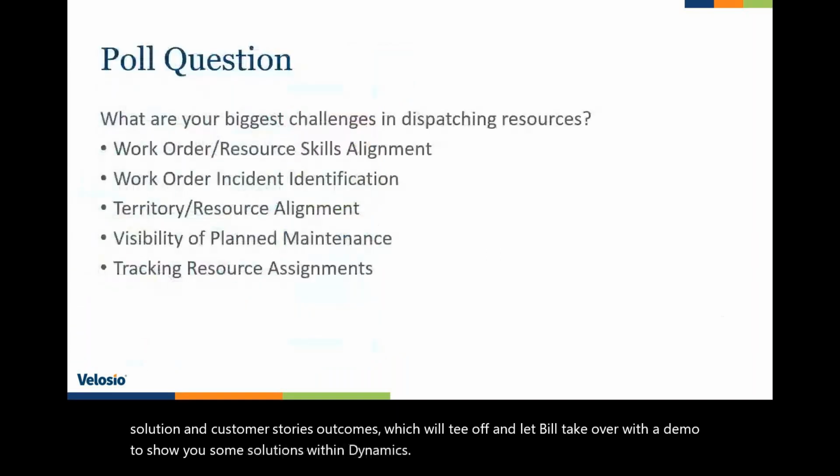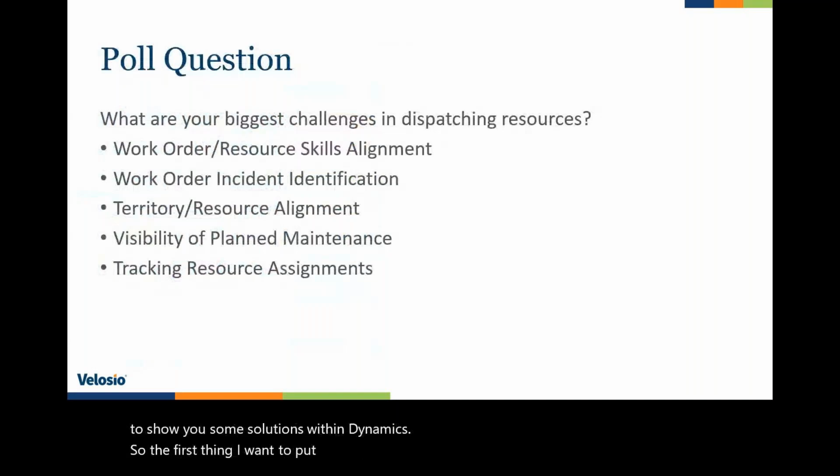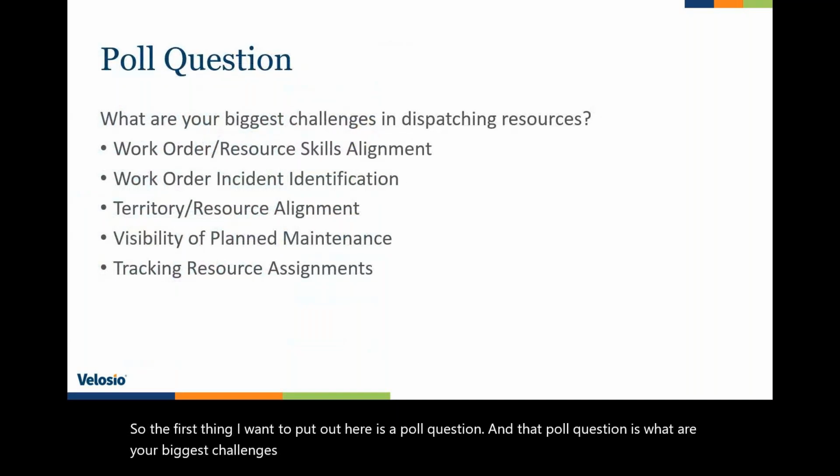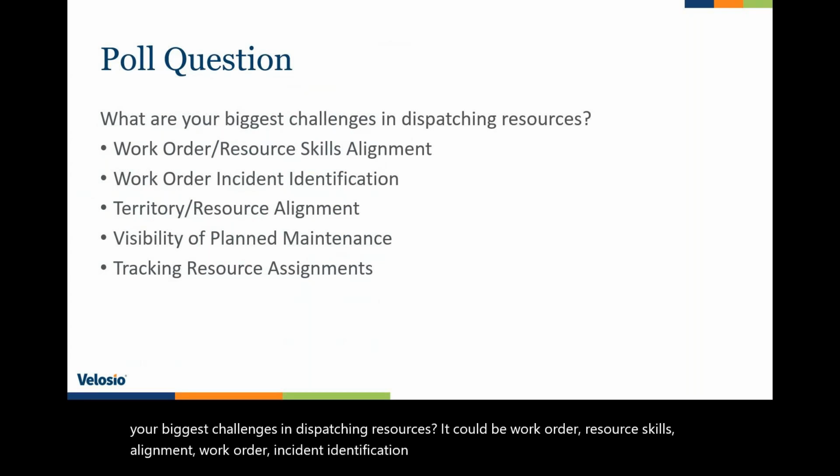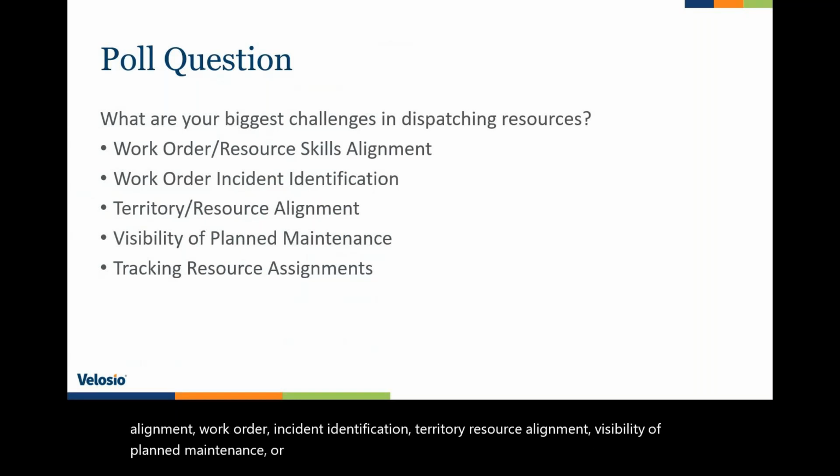So the first thing I want to put out here is a poll question. And that poll question is, what are your biggest challenges in dispatching resources? It could be work order resource skills alignment, work order incident identification, territory resource alignment, visibility of planned maintenance, or tracking resource assignments, or it could be a multiple of those. So we'll put that into the chat.